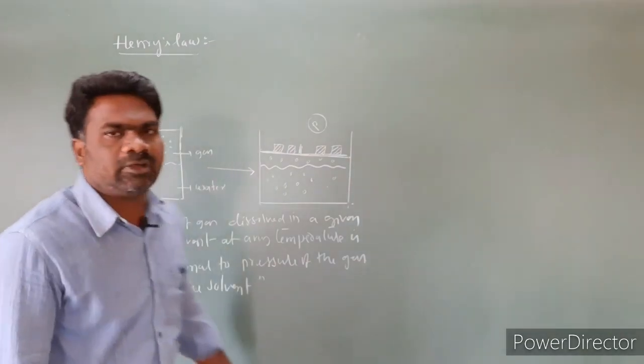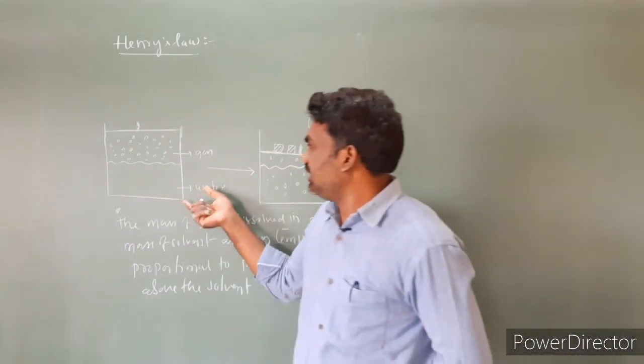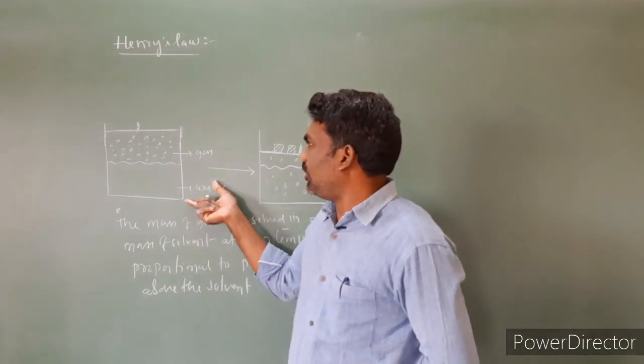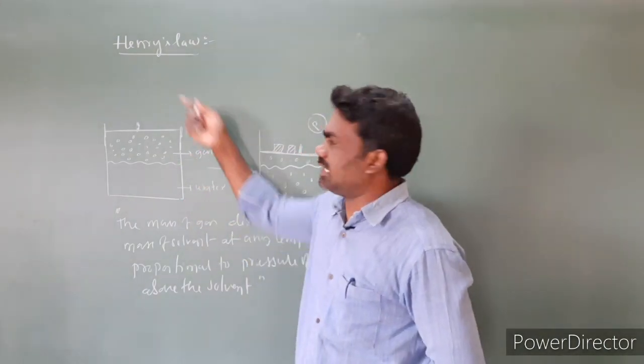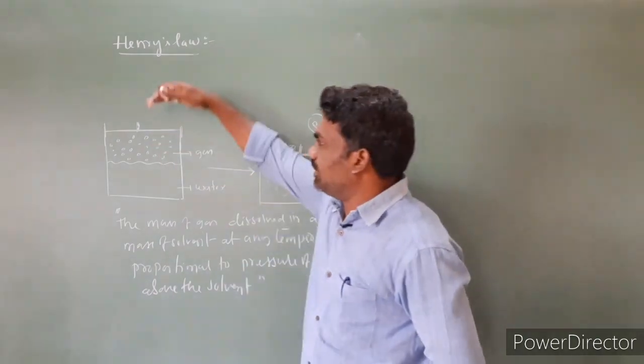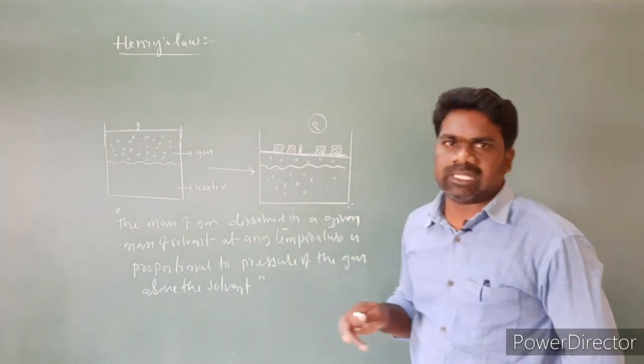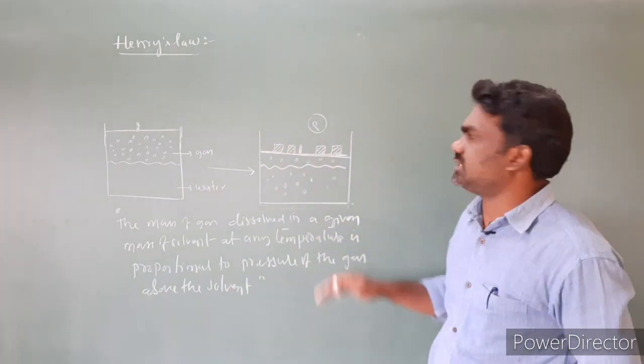So this is the statement of Henry's law. What this statement means is, suppose I took a beaker, in that beaker I took water, and upon the water there is a gas. I kept a weightless and frictionless piston. Initially the pressure is very low, so I am increasing the pressure of the gas by placing weights upon it.